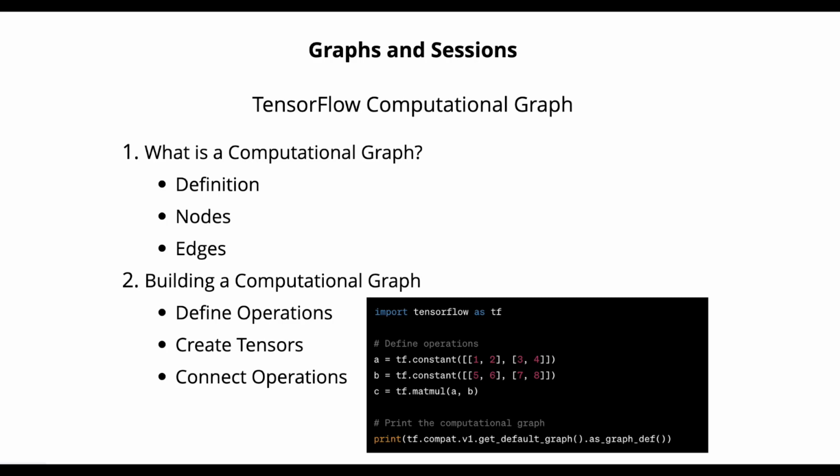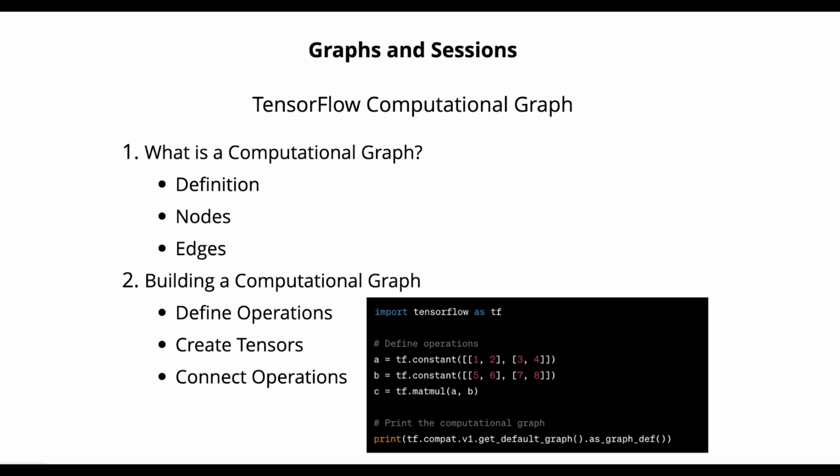Graphs and sessions. TensorFlow Computational Graph. The TensorFlow Computational Graph is a fundamental concept that forms the backbone of TensorFlow's execution model. Understanding how TensorFlow constructs and executes computational graphs is crucial for building and training machine learning models effectively. Let's dive deeper into the TensorFlow Computational Graph.